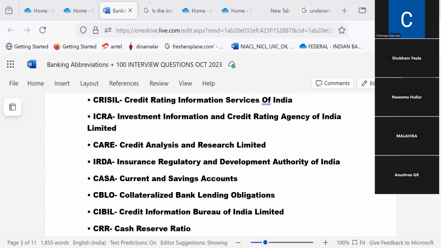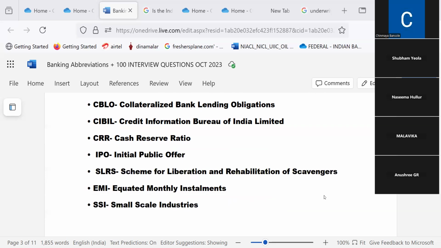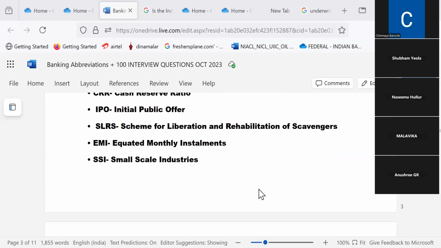CARE, Credit Analysis and Research Limited, IRDA, Insurance Regulatory and Development Authority of India, CASA, Current and Savings Account, CBLO, Collateralized Borrowing and Lending Obligations, CIBIL, Credit Information Bureau of India Limited, CRR, Cash Reserve Ratio, IPO, Initial Public Offer. What did you say? Officer? Offer. Okay. Continue. SLRS, Scheme for Liberation and Rehabilitation of Scavengers, EMI, Equated Monthly Installments, SSI, Small Scale Industries.